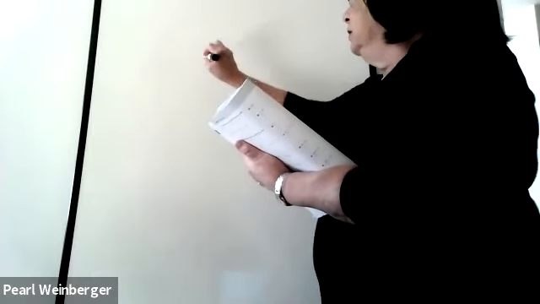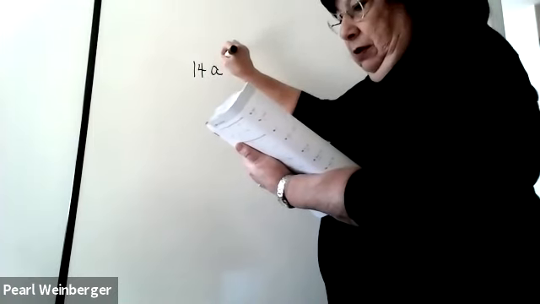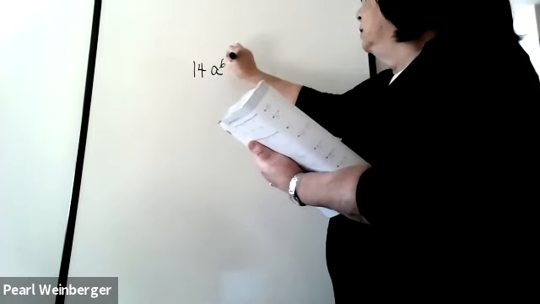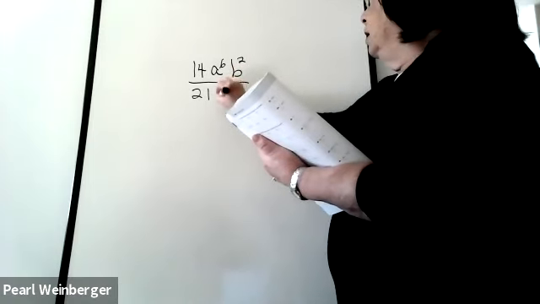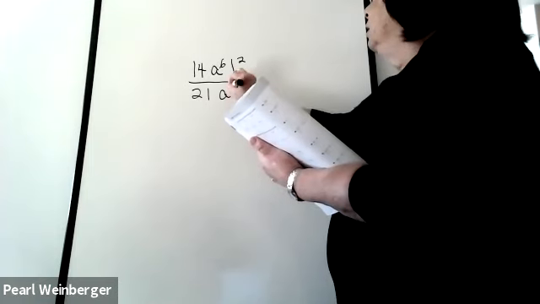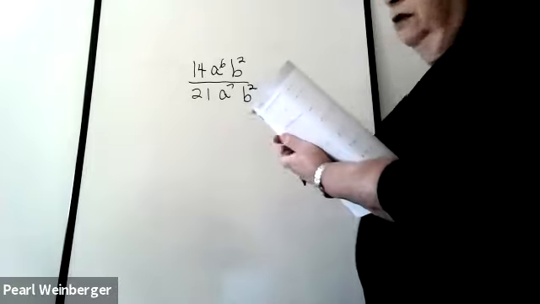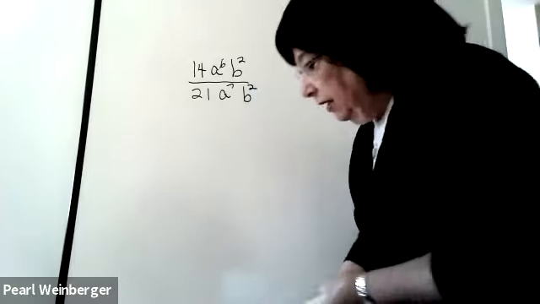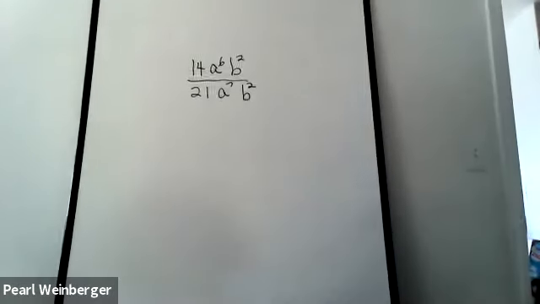Suppose I gave you this example. 14a^6 b squared over 21a^7 b squared. See if you could simplify or reduce that fraction. Give you a couple minutes.